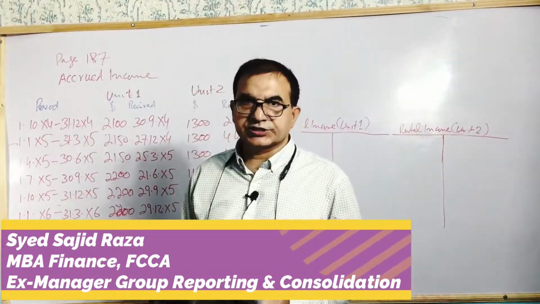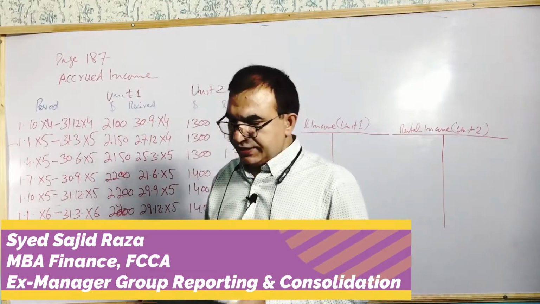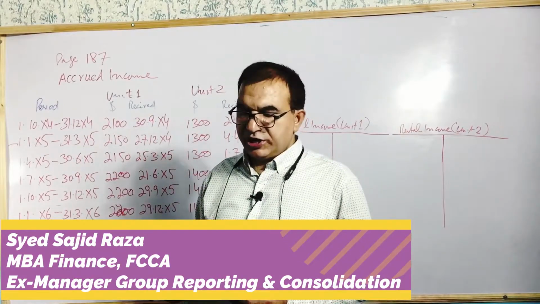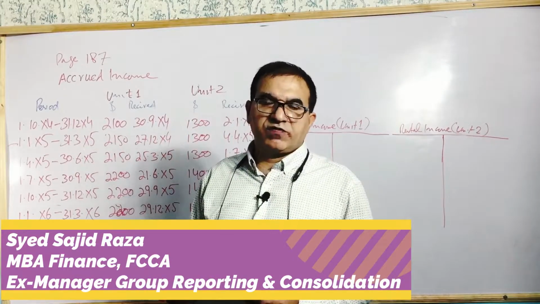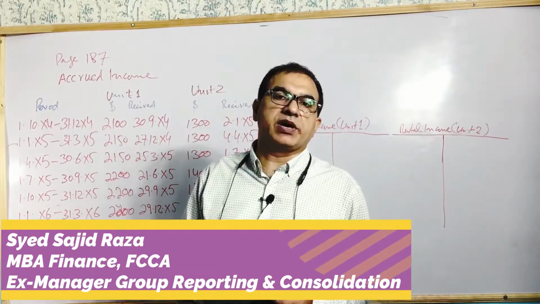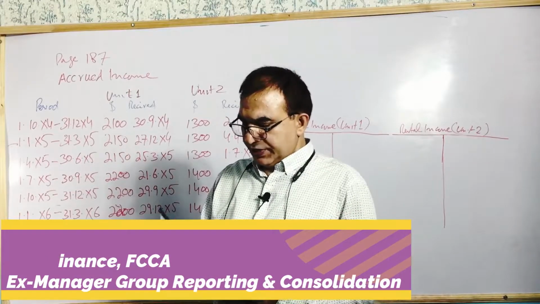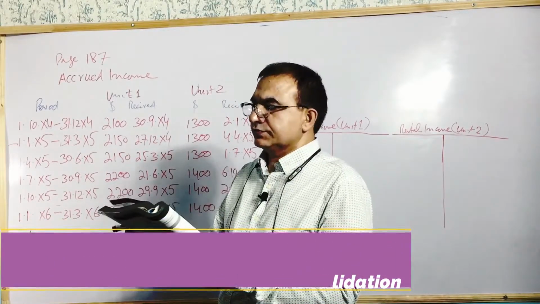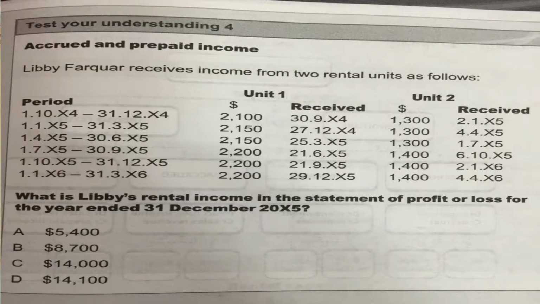Guys, last example to wrap up this chapter 10, accruals and prepayments. We have done a couple of examples for expense, but this is for income, accrued and prepaid income. Page 187, test your understanding: Libby receives income from two rental units as follows. I have already copied that data here so that I could easily refer to it.